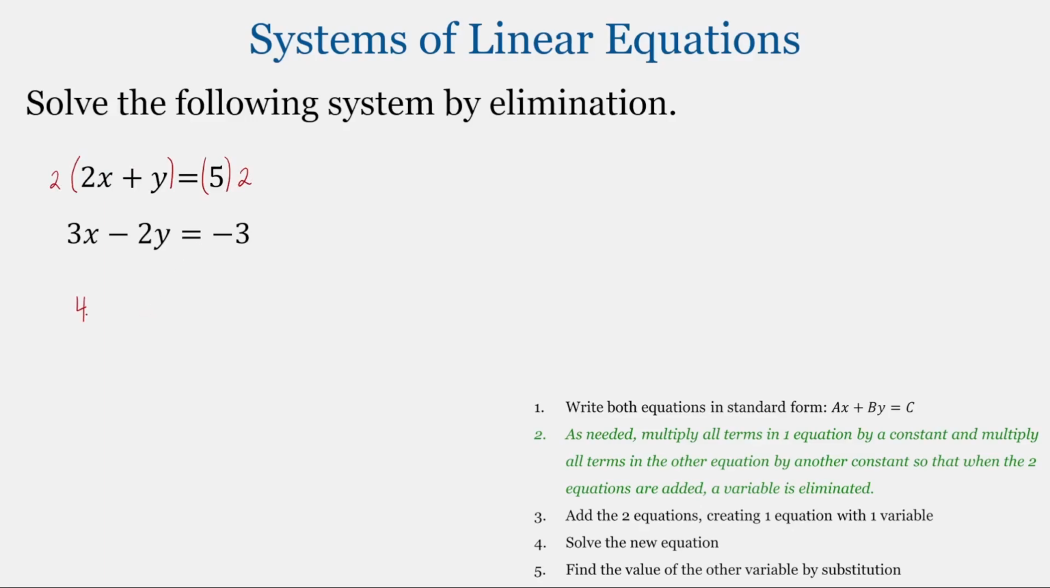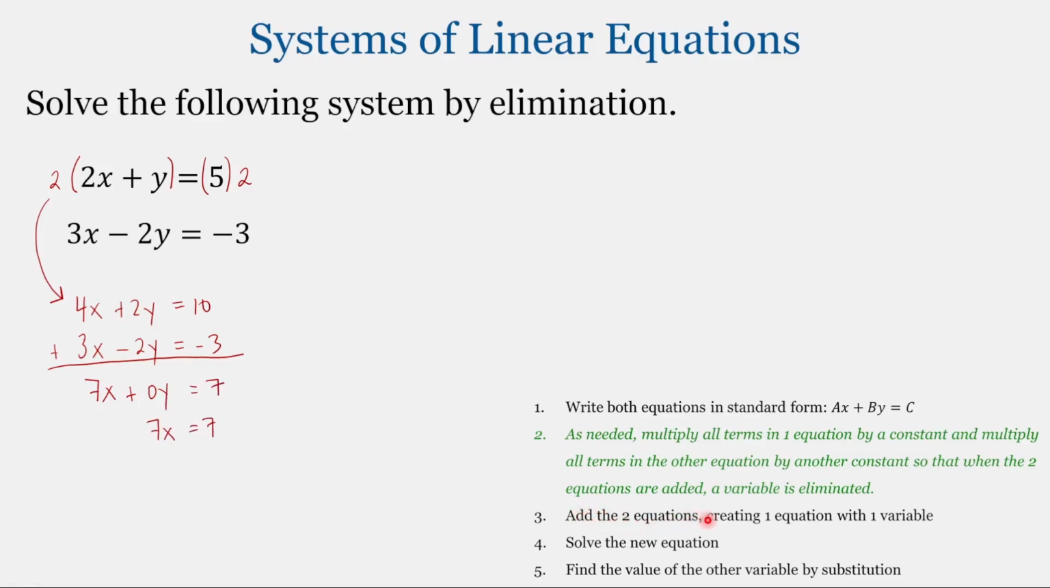This results in 4x plus 2y equal to 10. These are equivalent equations. And then I'm going to add the second equation to it. So now when I add these two together, 4x plus 3x, that's 7x. 2y minus 2y, that's 0y, equal to 7. So now we have 7x equal to 7.